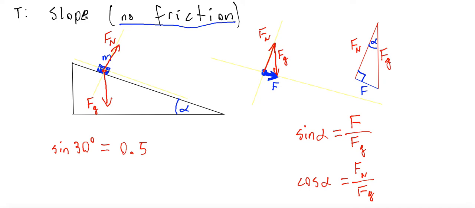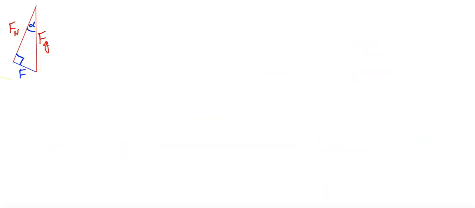Okay, please copy this. On the next slide I give you some details. Okay, so next slide. I need this. Okay, and sine and cosine. So I wrote that sine of the angle is equal to F over Fg, and cosine of the angle is equal to Fn over Fg.